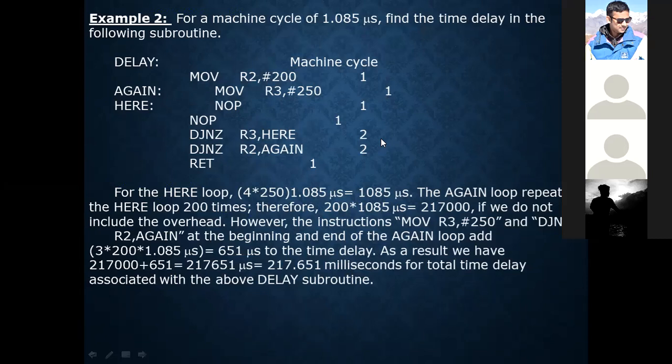And as I have said, this instruction will be executed only once for loading the value into R0, but this instruction will be repeated 255 times. Clear? So that one will be added. So this is the total number of machine cycles. Okay, understood?